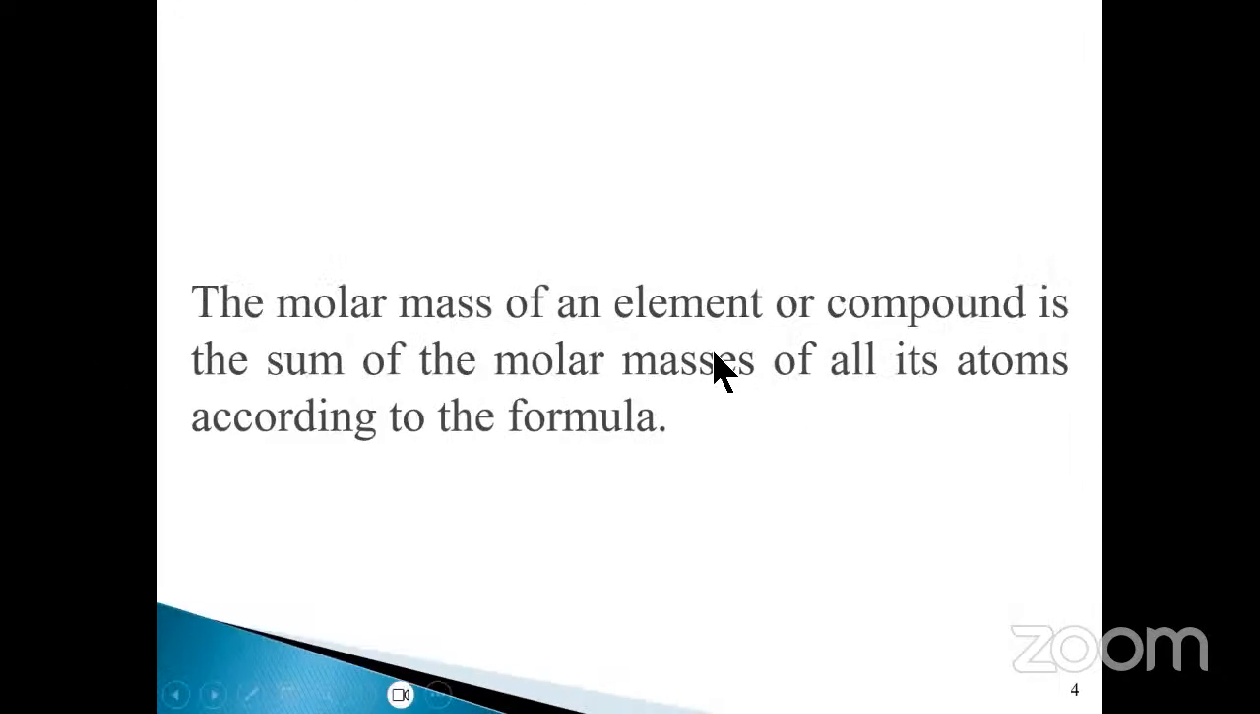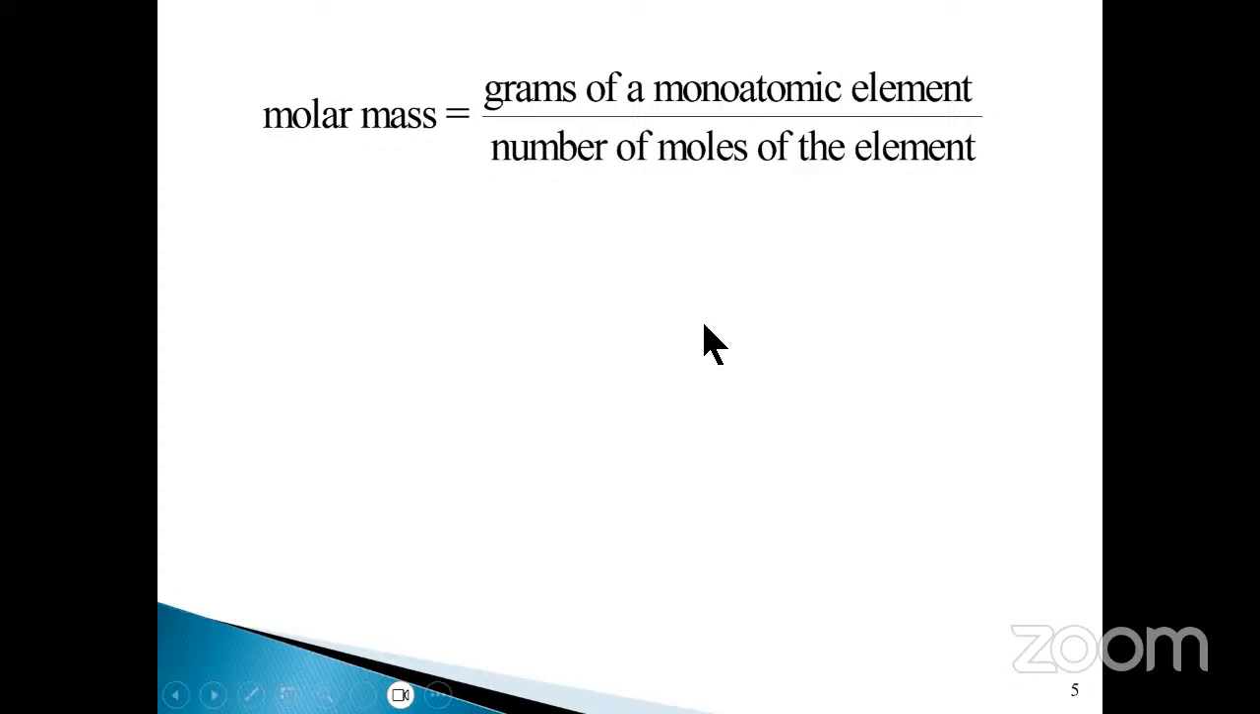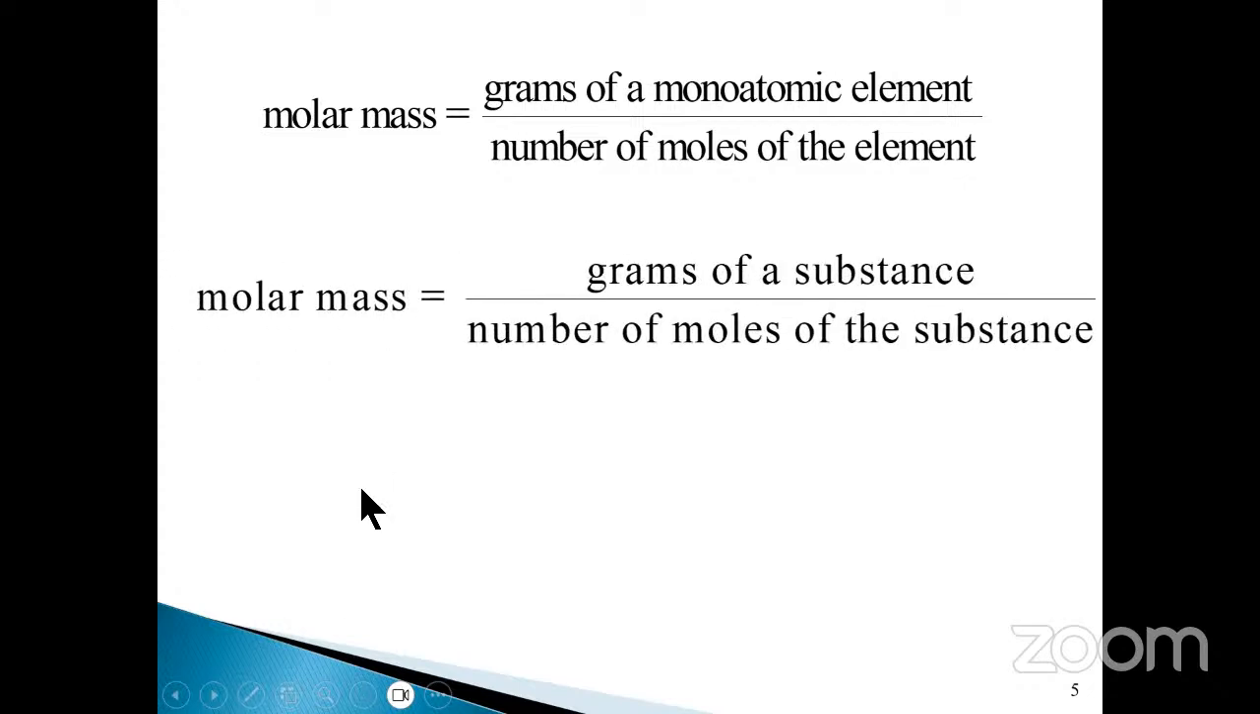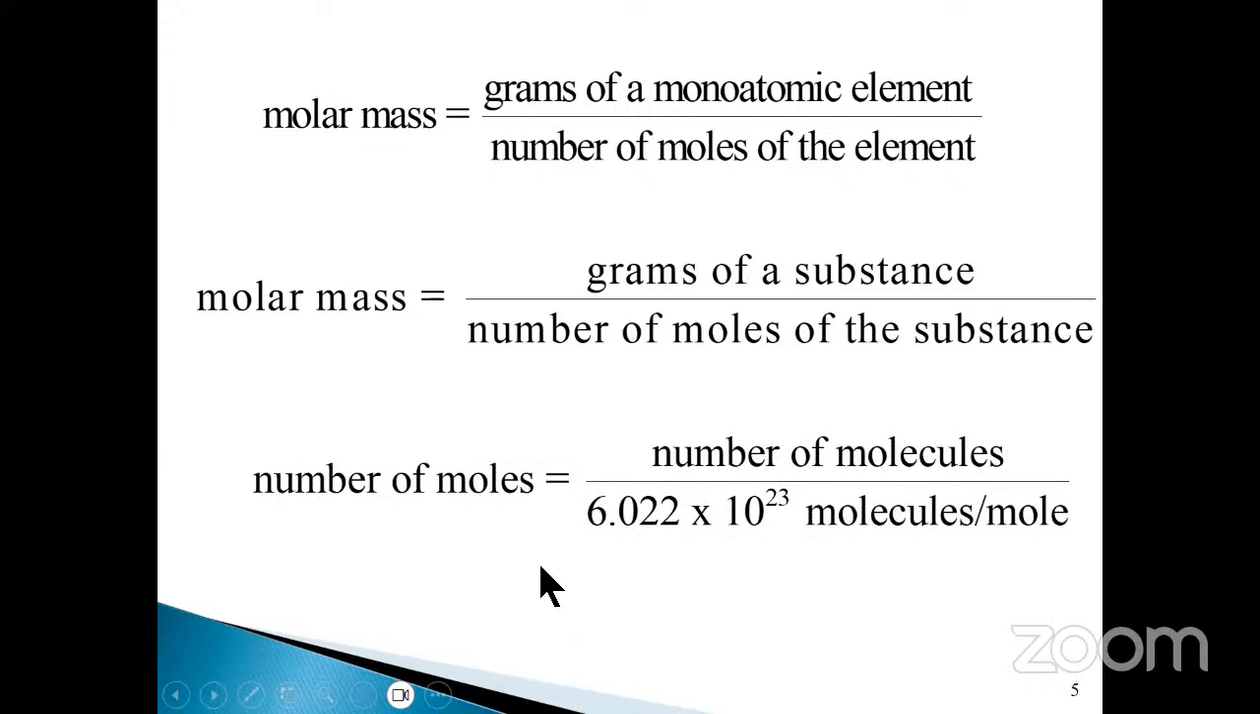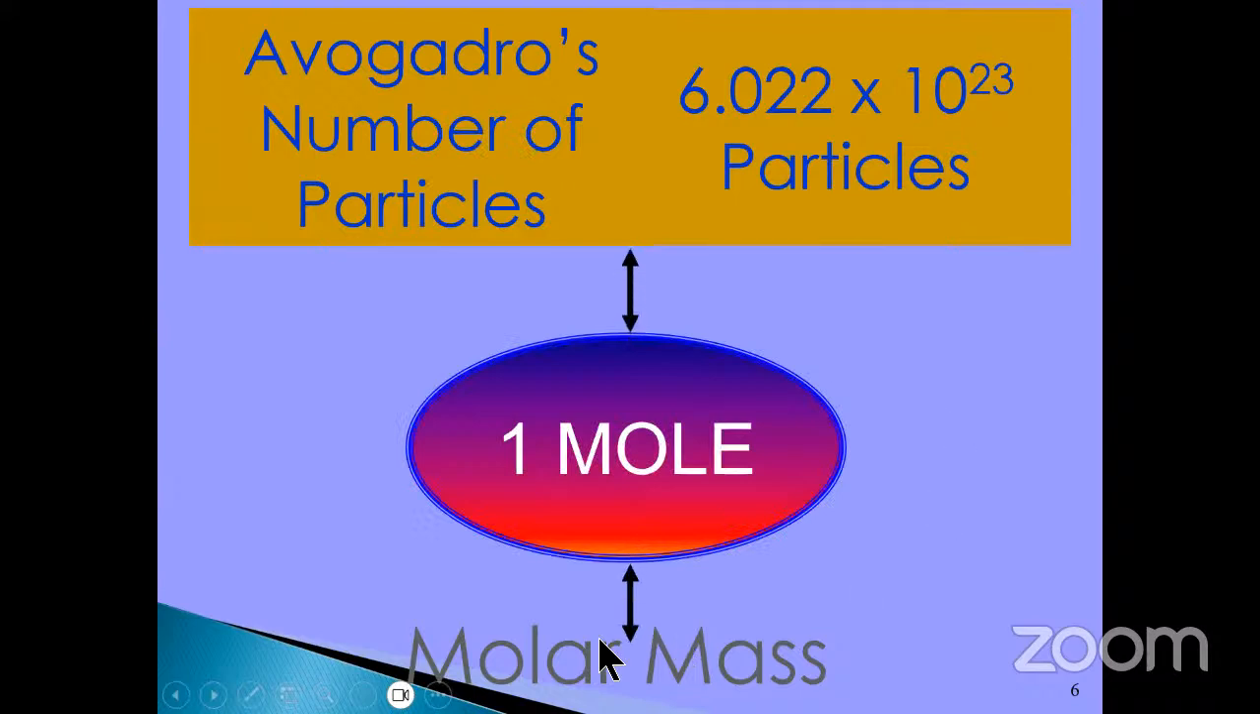And of course, when it comes to compounds, the molar mass would be the sum of the molar mass of all the elements that are in the compound based on the formula, all right? So we know the relationship between the molar mass, the mass in grams, and the moles, right? That's a relationship right here. And that's true for an element, and that's true pretty much for any substance, right? Compound, etc. And of course, we know the relationship between Avogadro's number and the moles, which is given by this expression right here, right? So we know the relationship between Avogadro's number and the moles and the molar mass. We have that relationship, which we talked about earlier.